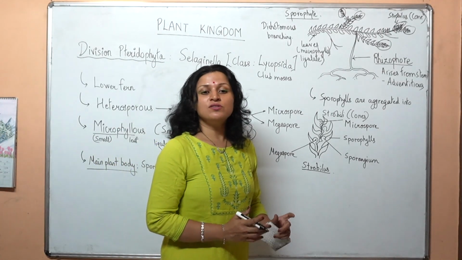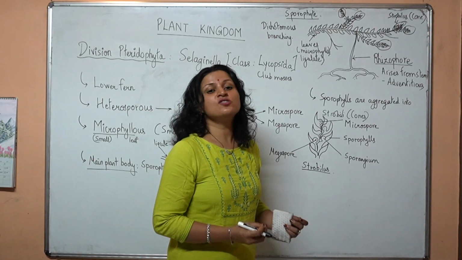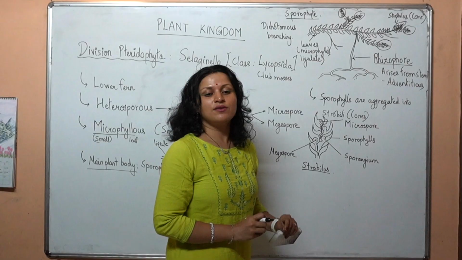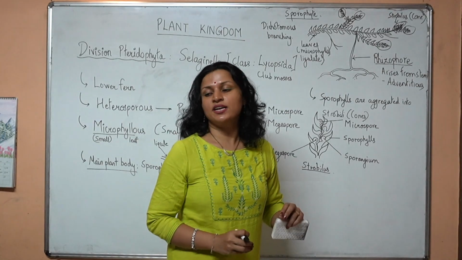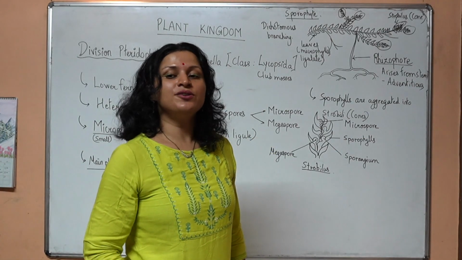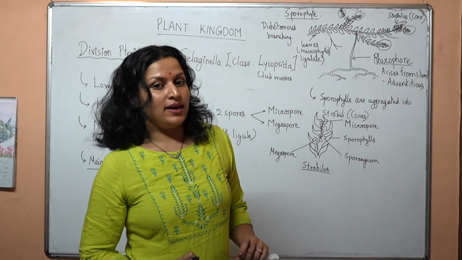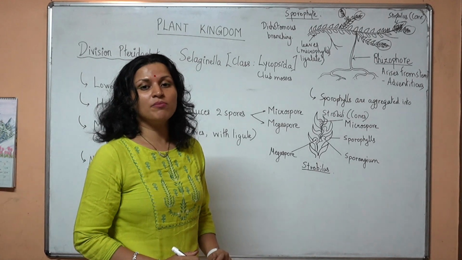The arrangement of this strobili is in such a manner that these spores are not liberated onto the ground. They are retained within the strobilus. The strobilus will retain the spores that are being produced, and there is going to be an endosporic development of the prothalli. What is meant by endosporic development of the prothalli?